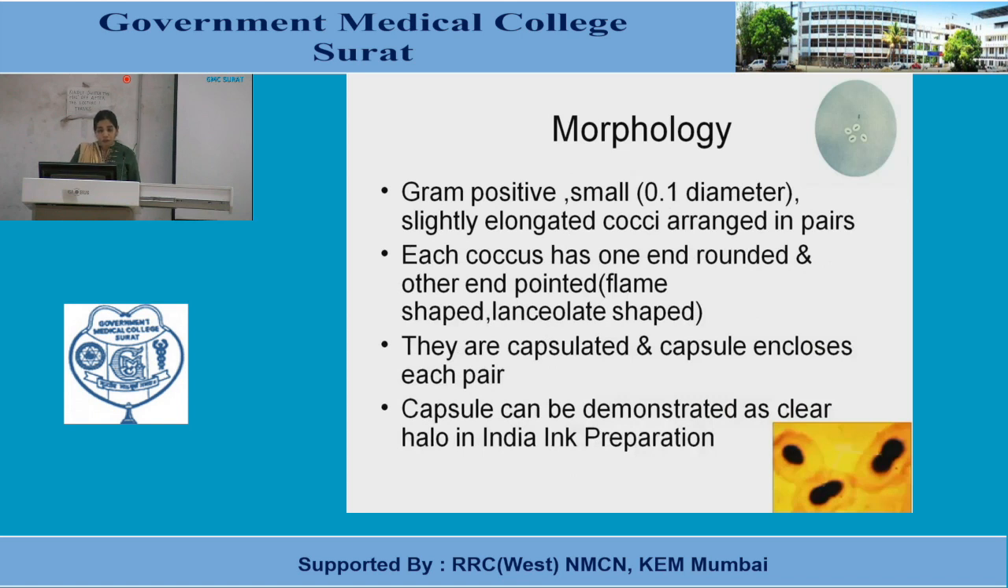So morphologically it is gram positive. It is small, about 1 micrometer in diameter. Slightly elongated cocci arranged in pairs, and each coccus has one end rounded and the other end pointed, like a flame shape or lanceolate shape, which can be seen under the microscope. They are capsulated, and the capsule encloses each pair. The capsule can be demonstrated as a clear halo in an Indian ink preparation from the specimen.